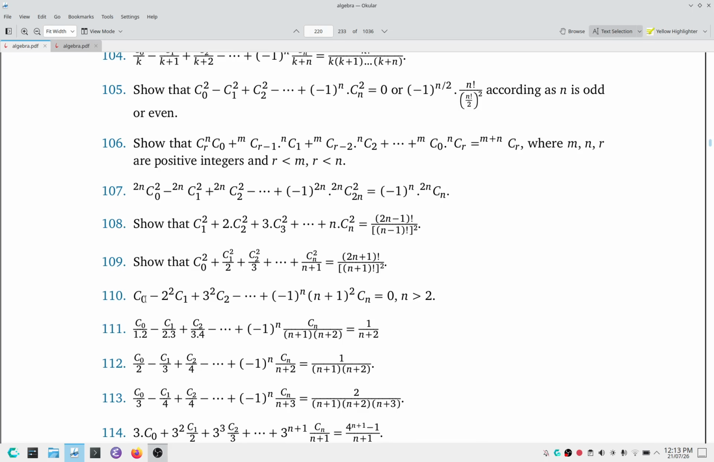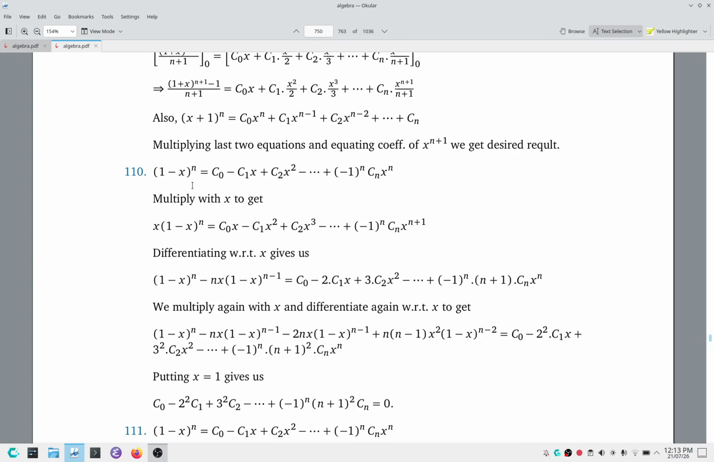Question 110 says that we have to prove that C0 minus 2 square C1 plus 3 square C2 and up to minus 1 to the power n times (n plus 1) whole square Cn is equal to 0, where n is greater than 2. So we have (1 minus x) to the power n is equal to C0 minus C1 x plus C2 x square up to minus 1 to the power n Cn x to the power n. We multiply both sides with x. Then we differentiate with respect to x. We get (1 minus x) to the power n minus nx times (1 minus x) to the power n minus 1 is equal to C0 minus 2 C1 x plus 3 C2 x square and so on up to minus 1 to the power n times n plus 1 times Cn x to the power n.